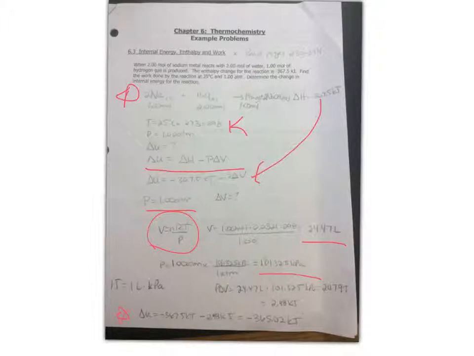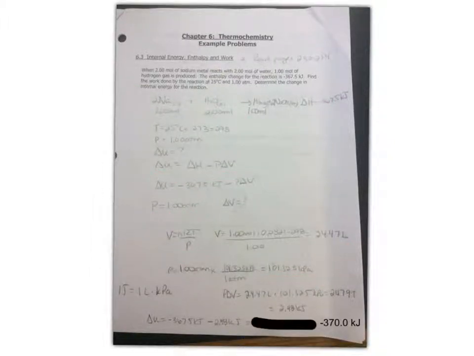So now I just plug all that information into my final equation that I was working with. Delta U is equal to negative 367.5 kilojoules minus 2.48 kilojoules. The answer is negative 370 kilojoules. Be careful with your sig figs.